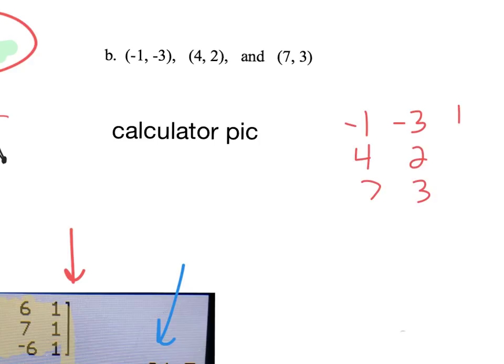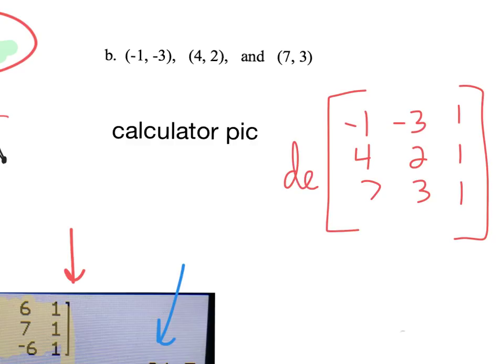I'll put placeholders as 1 for the third column. I'm going to find the determinant of that matrix and then multiply it by either positive or negative a half, depending on the sign of the determinant. Take a moment, enter that into your calculator, try to find the area of this triangle.